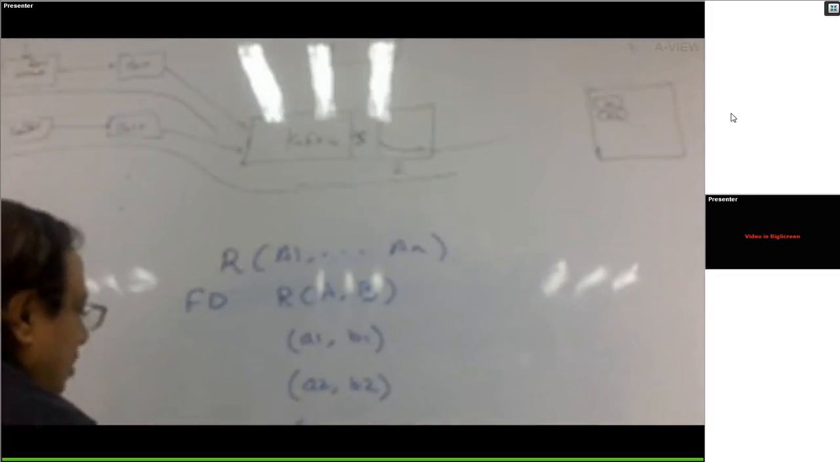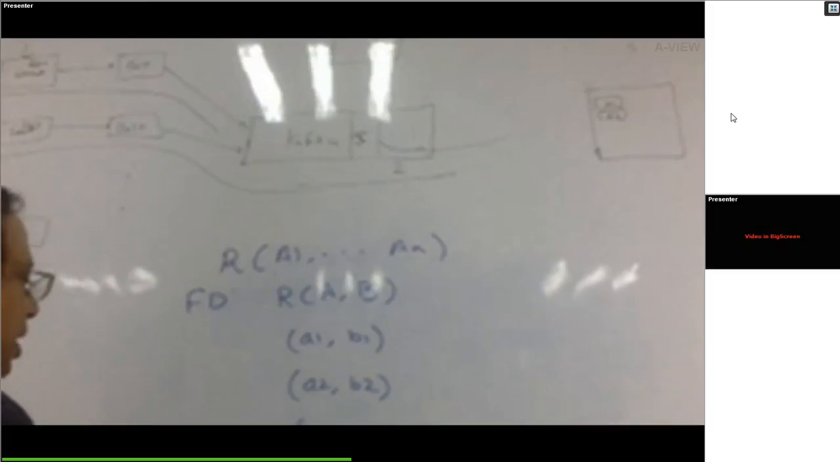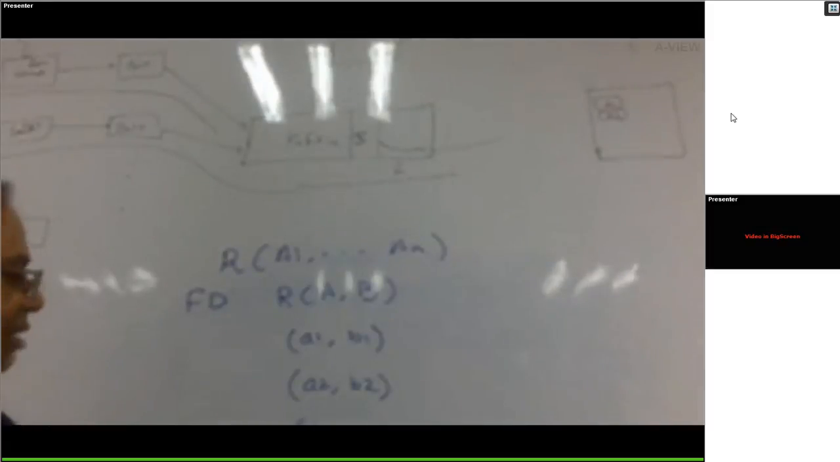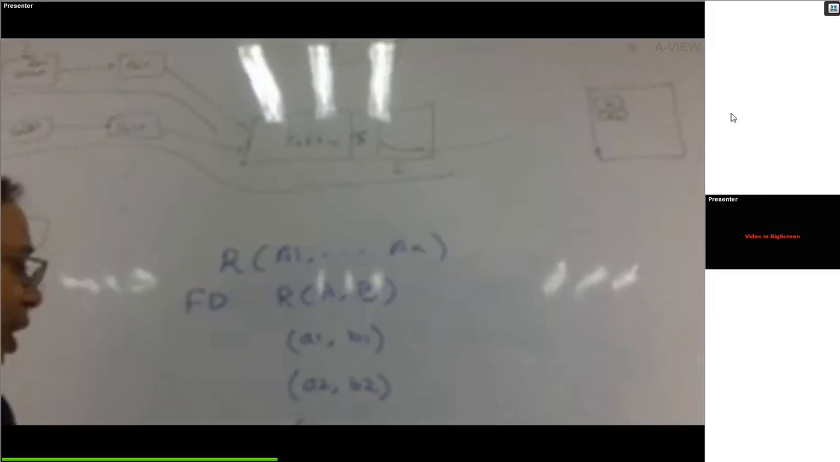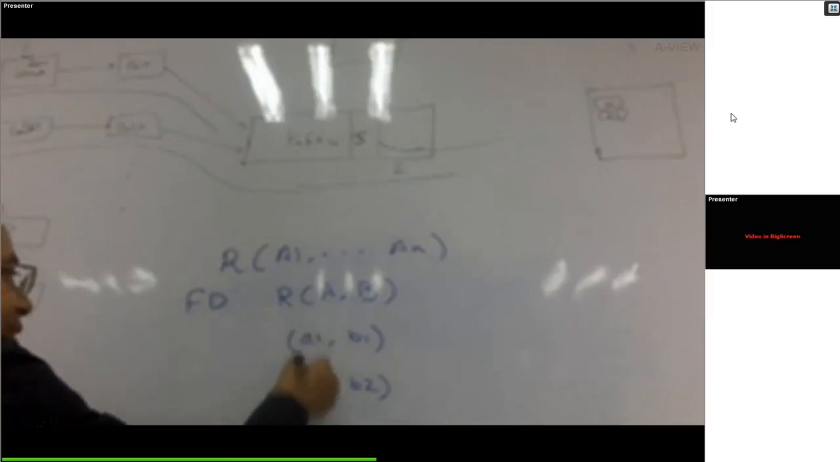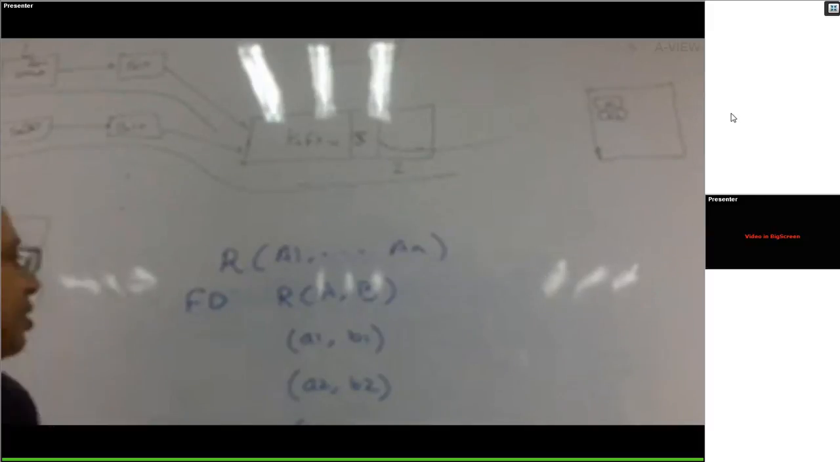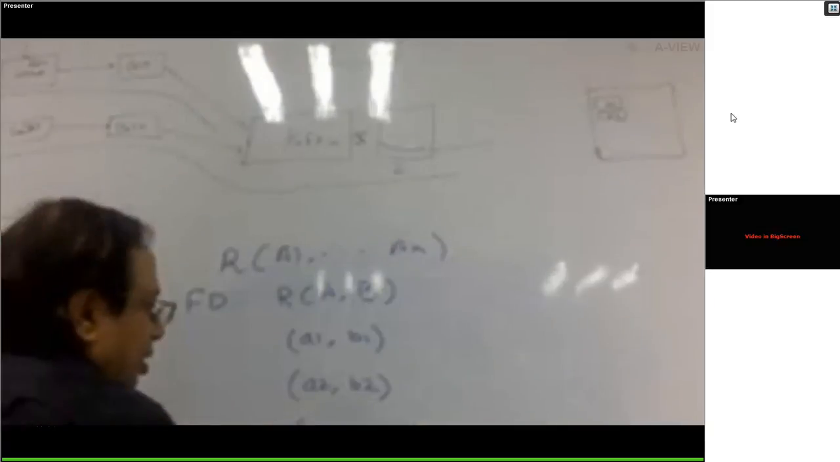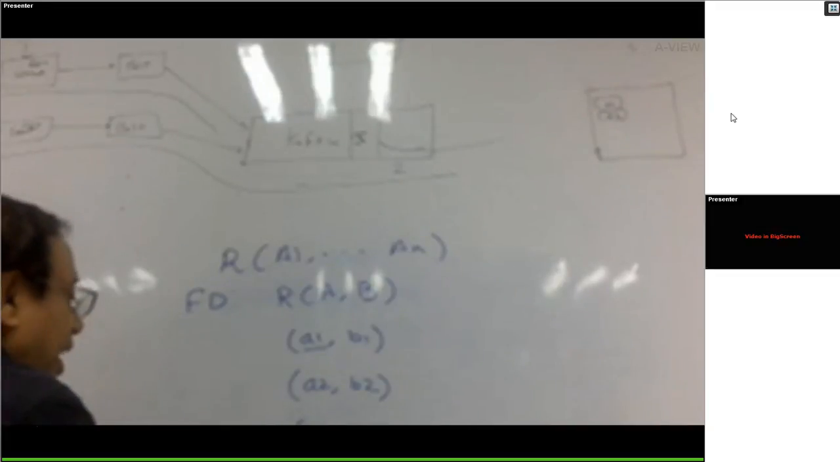Now if you say that functionally A determines the value of B, that means B is determined by A. This is what we mean by the functional dependency. If two tuples have an equal A value, for example A1 here, then they necessarily have to agree on the value of B. This is the functional dependency between A and B.